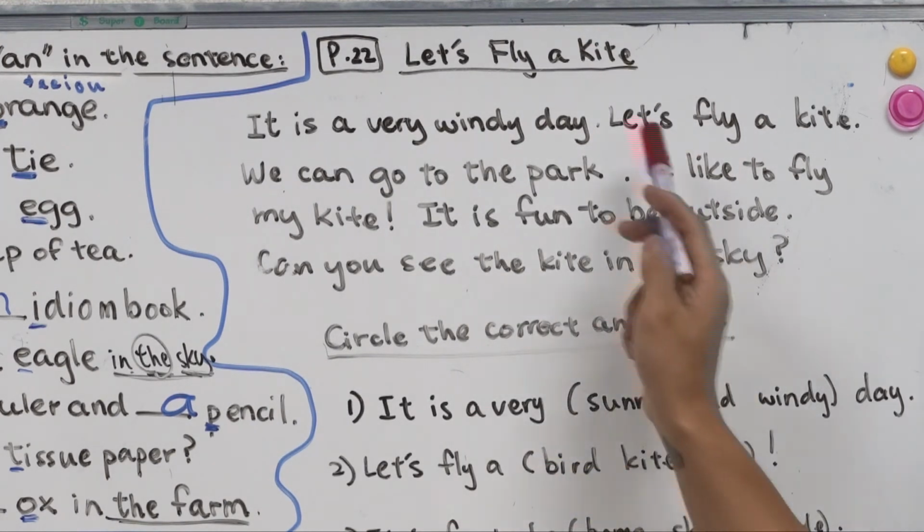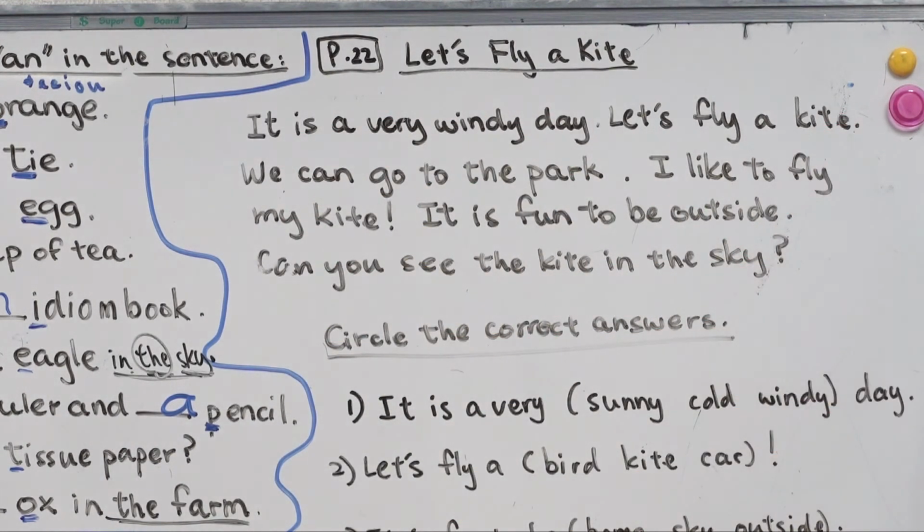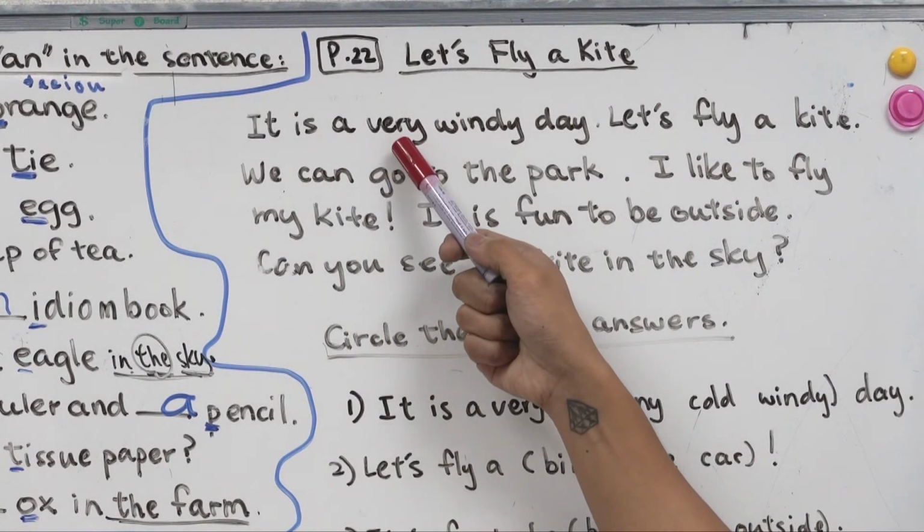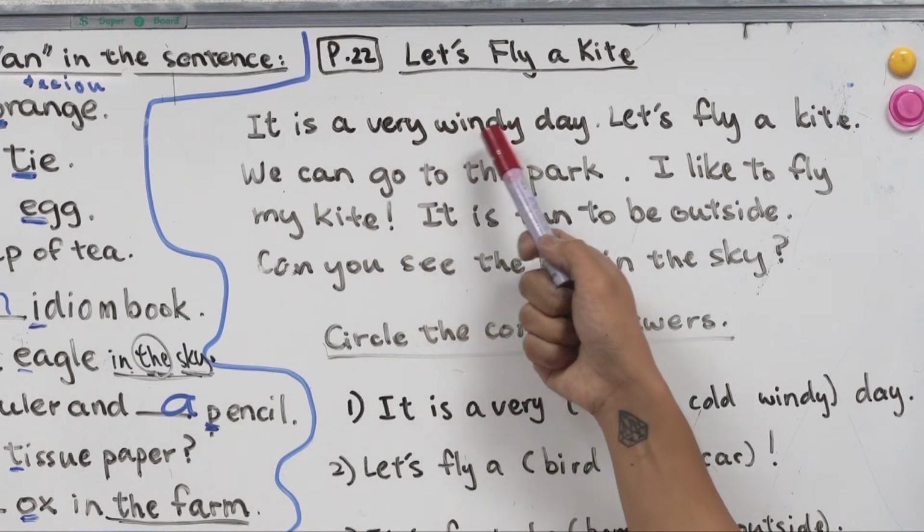Now, let's read it together. Alright, so we have the passage here. You can use your book to read, or you can also take a look at the whiteboard and read along. So any is okay. Alright, 1, 2, 3. It is a very windy day.